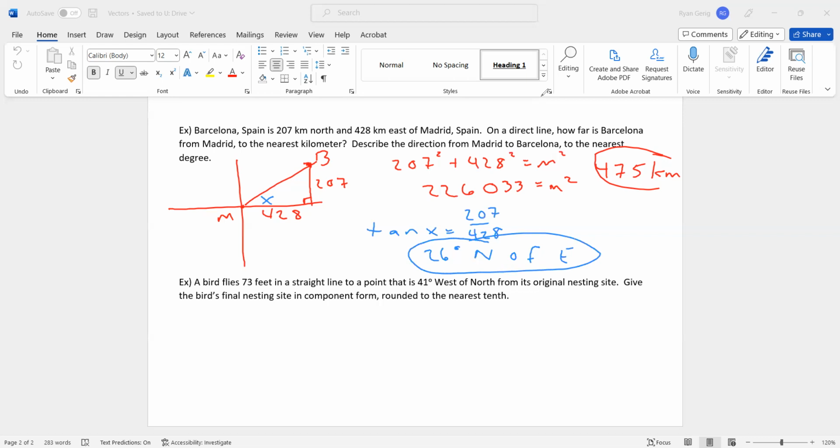Last one. A bird flies 73 feet in a straight line to a point that is 41 degrees west of north from its original nesting site. Give the bird's final nesting site in component form rounded to the nearest tenth.